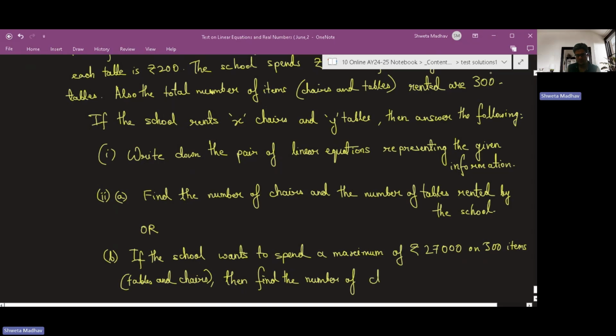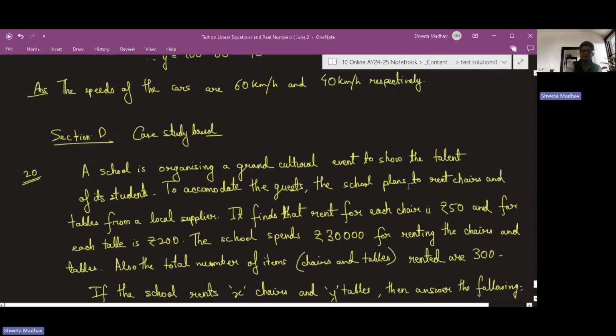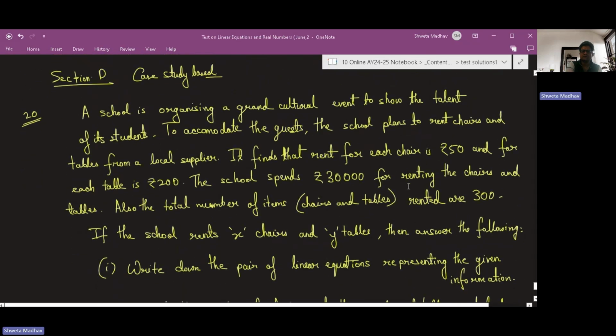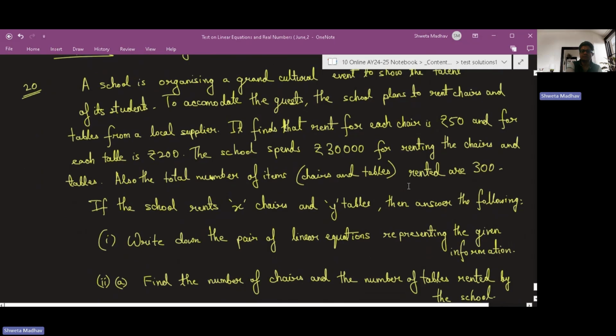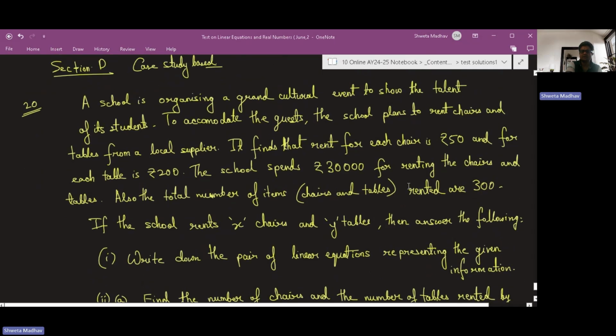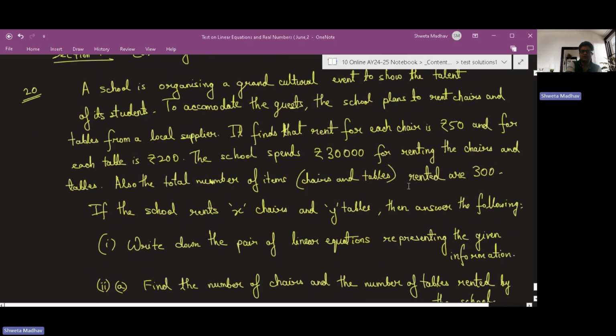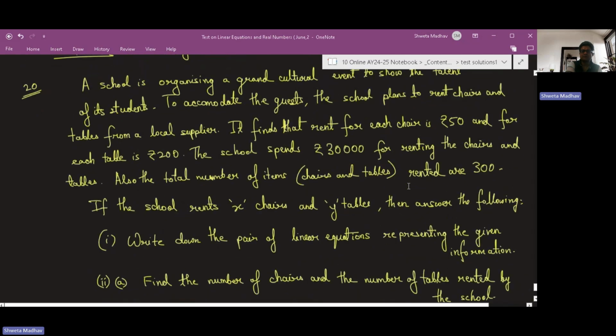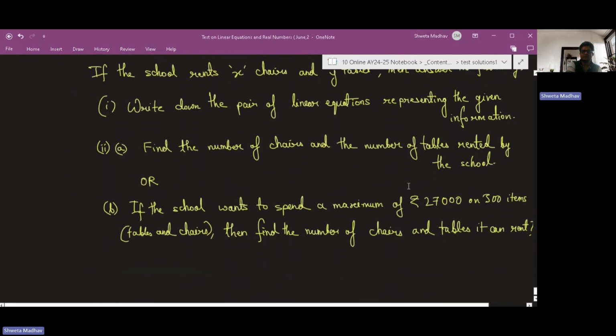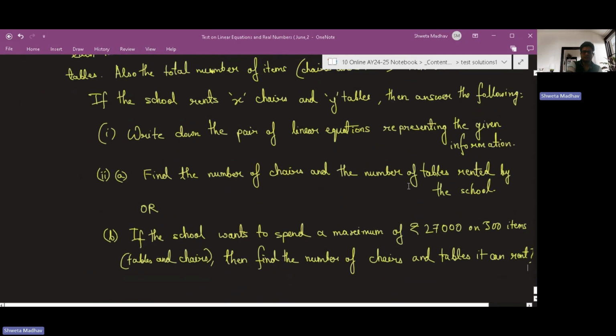Find the number of chairs and tables it can rent. So here it has been told that each chair's rent is rupees 50, the rent for each table is rupees 200, and the total number of items rented is 300. So X chairs and Y tables.